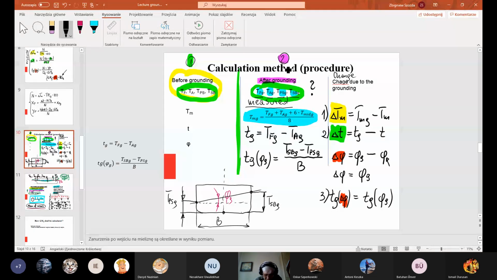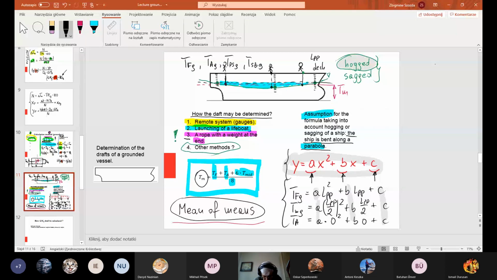Sir, excuse me, I have a question. Can you show slide 11? So the next one. This one. Okay. Yes, and what is TMG here? It's the second formula. Here. Yes, TMG. Okay.